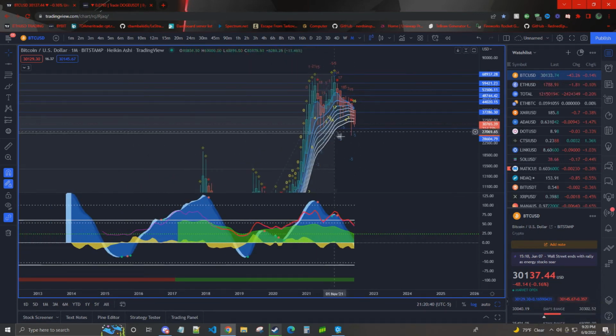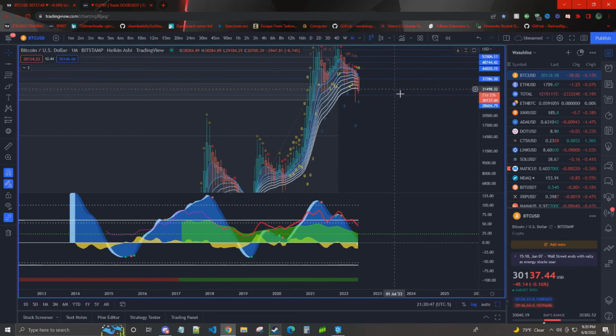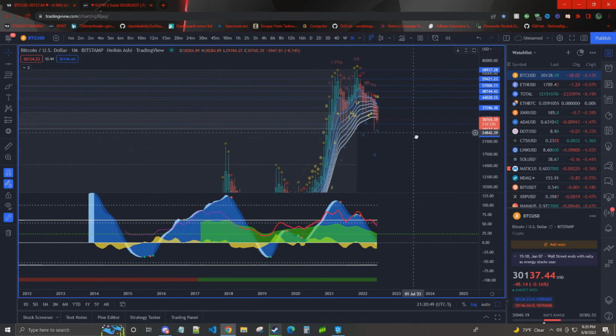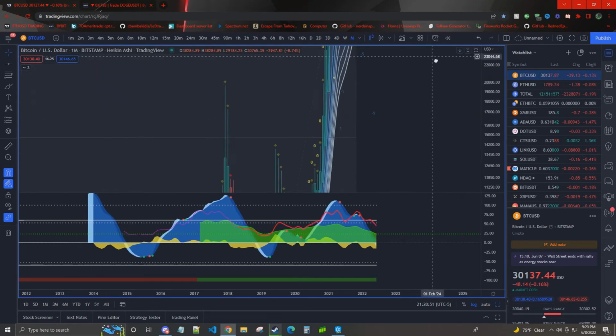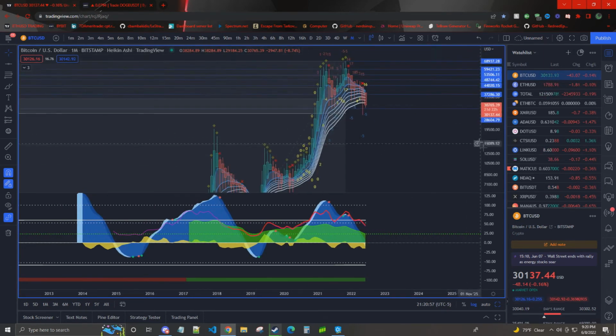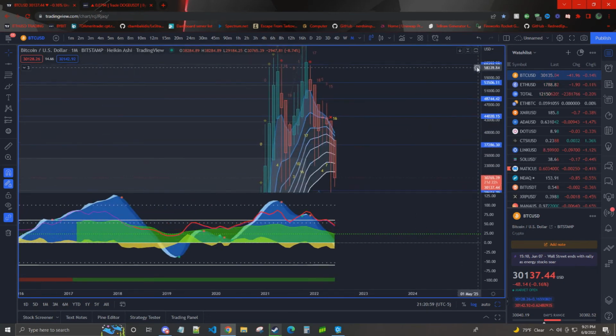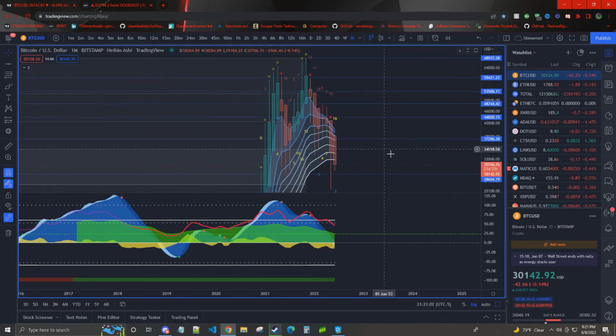So a pretty significant level of support and resistance would be 26,400 roughly. And if we lose this level, from a monthly standpoint, we can expect $14,700 Bitcoin possibly. If not, this could be a bottom and we could come back to 34,000. I don't know.